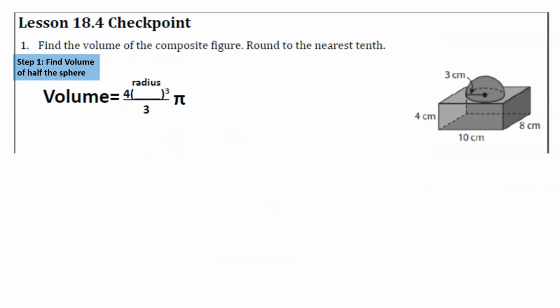Alright. With that being said, we're going to move right on to the checkpoint. So here we're going to find the volume of our sphere. Again, they're using the half of a sphere, or hemisphere. So take a moment right now and compute out the volume for a sphere first, and then we'll cut it in half.